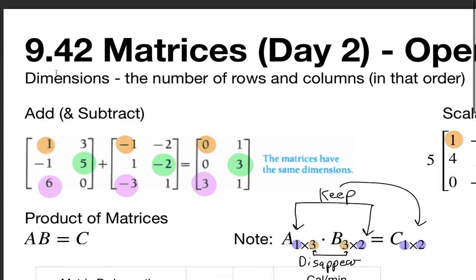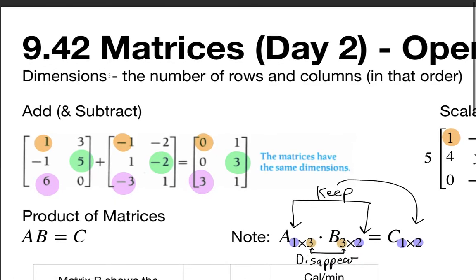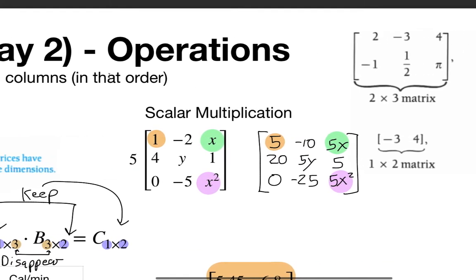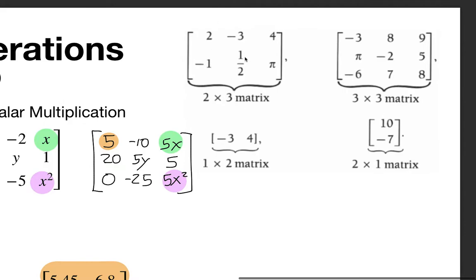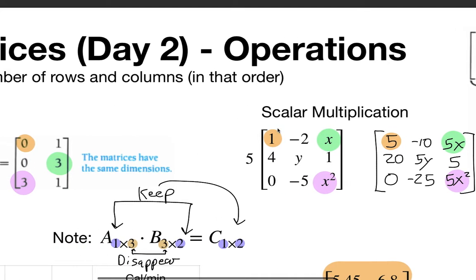So matrices, sometimes when it asks about the dimensions, it means the number of rows and columns, and in that order. So this is a 2 by 3 matrix, as we saw yesterday in the last video. This is a 3 by 3, this is a 2 by 1, because it lists the number of rows and then the number of columns, like I said, in that order.